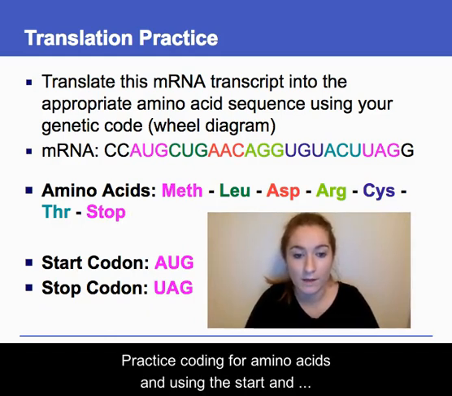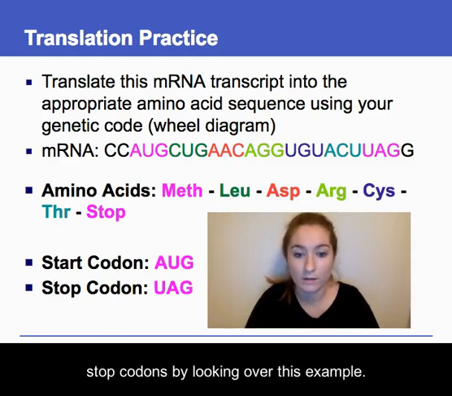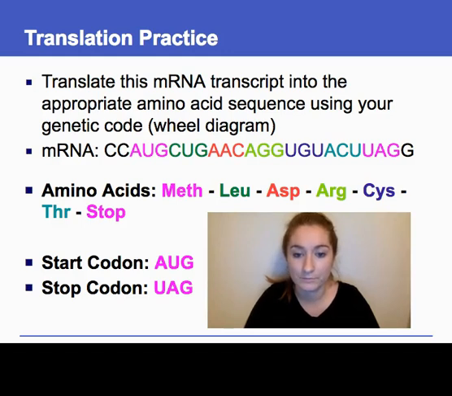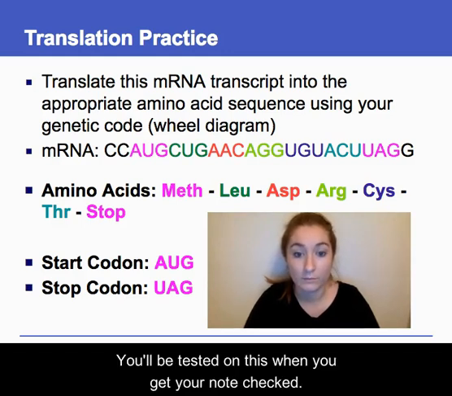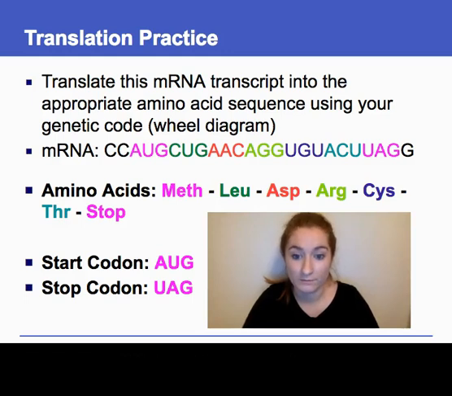Practice coding for amino acids and using the start and stop codons by looking over this example. You'll be tested on this when you get your notes checked. Your eighth keyword is proteins.